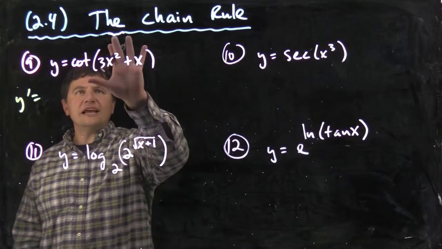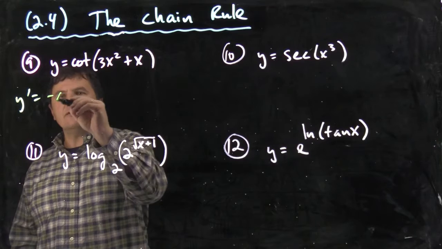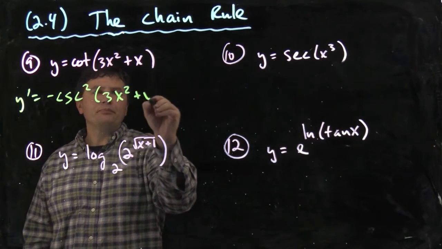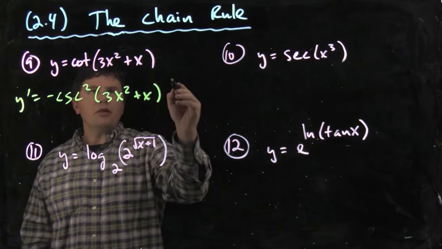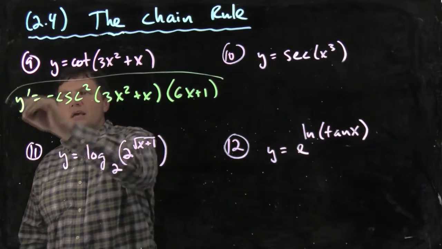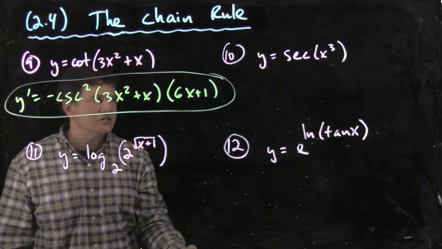So the derivative of cotangent of a blob will be negative cosecant squared of the blob, and then we're going to take the derivative of the blob, like it was 6x plus 1. Make sure this is in parentheses because we have a binomial here, it's the whole thing.